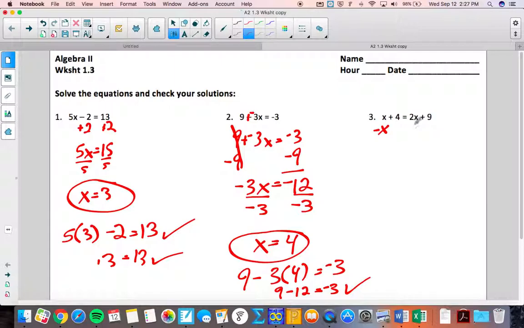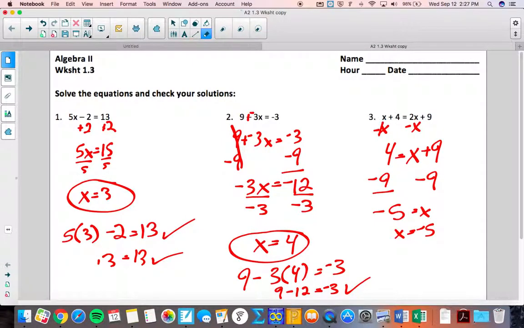So I'm going to subtract 1x to undo the positive x. So that is undone, and now I have an equation. 2x minus 1x is 1x. I have an equation with x only on one side. So I know that I want to isolate or get this x by itself. So I subtract 9 and subtract 9. So we get x equals negative 5.